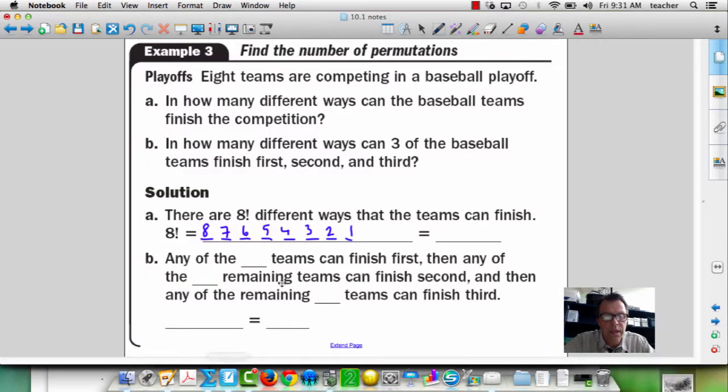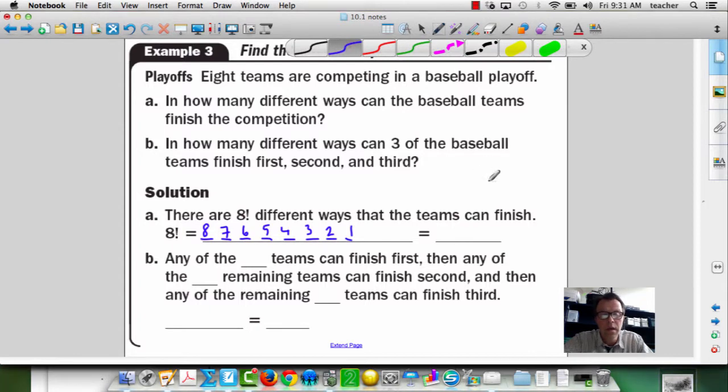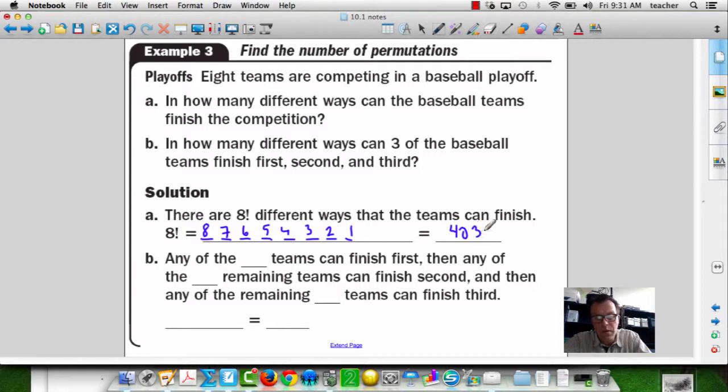So back to here, right? So you would have, I forget what we had for an answer. I think I have to go back to the calculator. So this was 40,320. And so now the second question is, in how many different ways can 3 of the baseball teams finish first, second, and third? So here I would say, well, I've got 3 possible choices, right? First place, second place, third place. I'd have 8 teams to pick from, 7 teams to pick from, 6 teams to pick from.